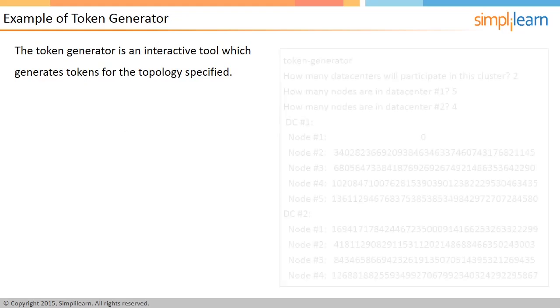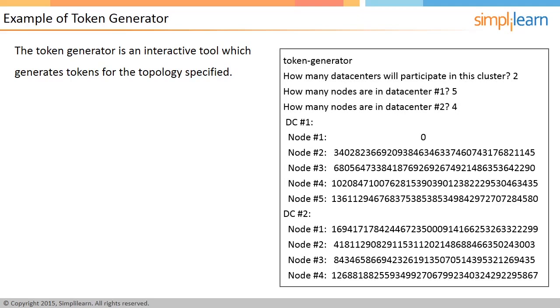Let us now look at an example in which the token generator is run for a cluster with 2 data centers. Type token-generator on the command line to run the tool. A question is asked next. How many data centers will participate in this cluster? In the example, specify 2 as the number of data centers and press Enter. Next, the question, how many nodes are in data center number 1, is asked. Type 5 and press Enter.